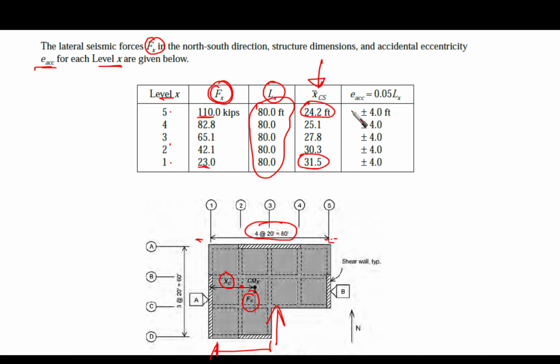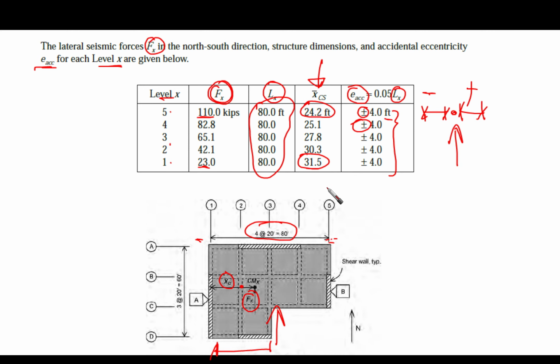And then, of course, we are going to put the eccentricity, which is the accidental eccentricity, 0.05 times Lx, and we have it as 4 for all of them, because Lx is fixed at 80. 0.05 times 80 is 4 feet. Take care that it is plus or minus. We are going to apply the force at the center of mass, so we are going to say that there is a plus eccentricity or a minus eccentricity. This is the significance of plus and minus here.